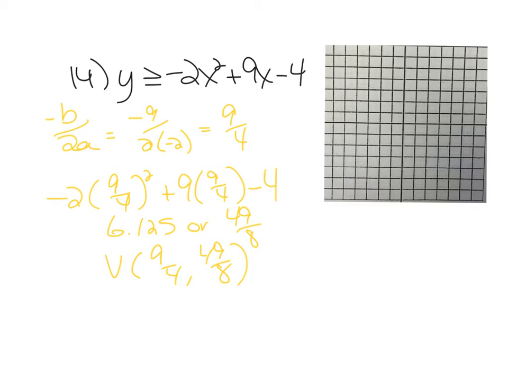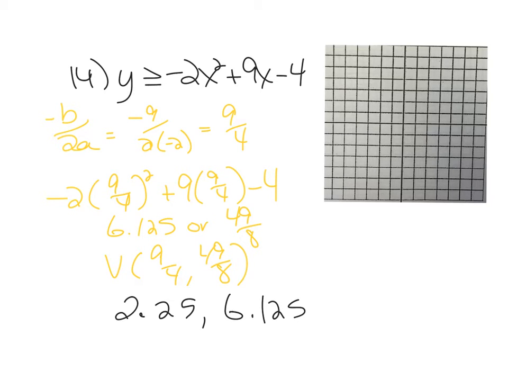And doing this one the same way, I went ahead and worked out the -b over 2a right here. I got 9/4 when I did that. I plugged in 9/4, and I got this vertex right here, 9/4 and 49/8. Now, if you want a decimal to make it easier to graph, 9/4 is 2.25, and 49/8 is 6.125.